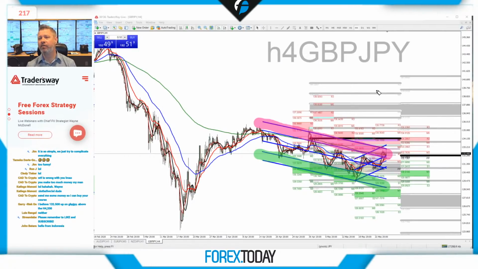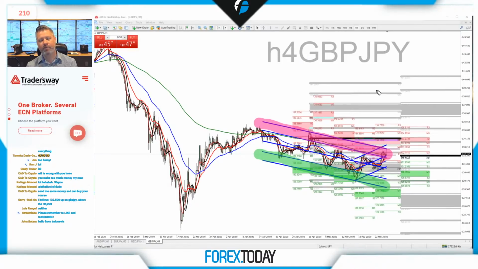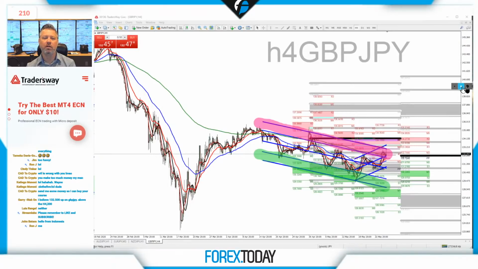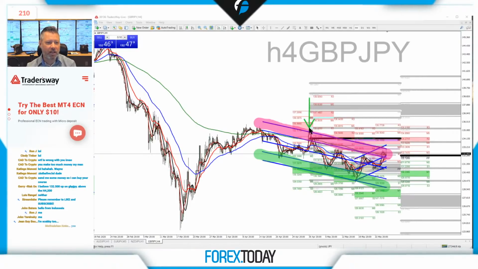How many people are willing to admit to that? Indonesia, I love Indonesia. So no one's willing to admit that they could lose 50 or 60 pips inside of one 4-hour candle? How would you like to have bought and sold in that candle right there, inside that one little candle?